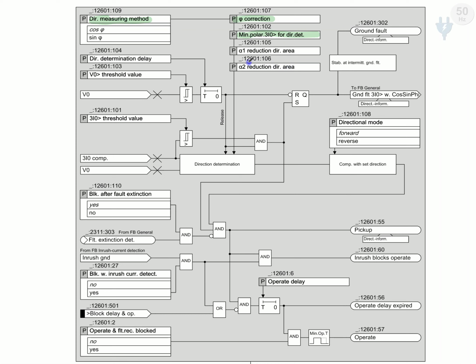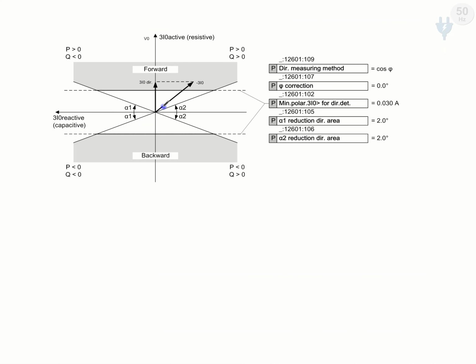Another setting which we have also discussed is the alpha 1 reduction direction area and alpha 2 reduction direction area. That is, these two angles, alpha 1 and alpha 2. These angles determine the angle of two axes, the axis of alpha 2 and the axis of alpha 1.